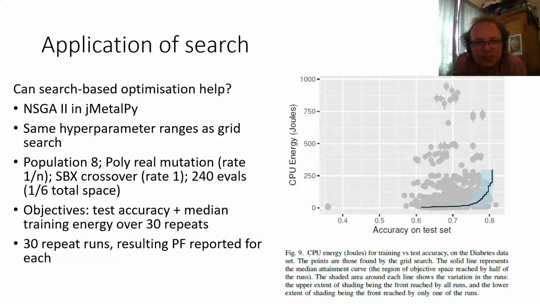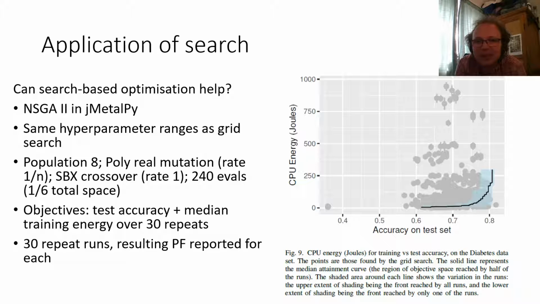The objectives for the run were test accuracy versus median training energy over 30 repeats of the training process, and the plot over on the right shows the results for one data set. And we repeated NSGA2 30 times in order to get a range of Pareto fronts. So what we can see in the plot, the dots are the configurations from the grid search, the exhaustive search, and then the line shows the range of runs from NSGA2.